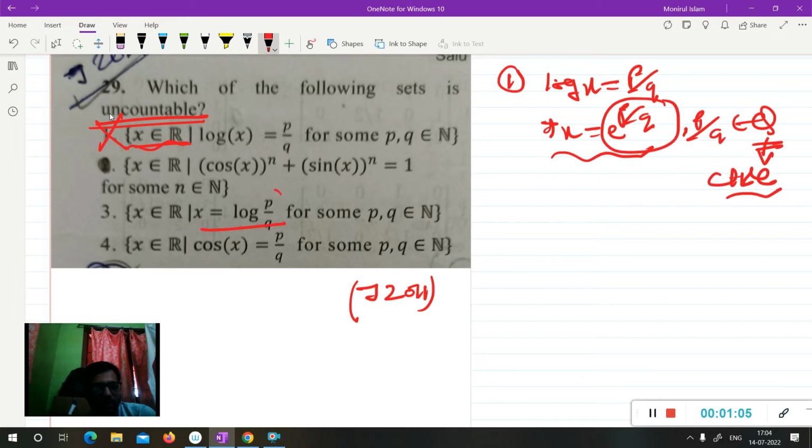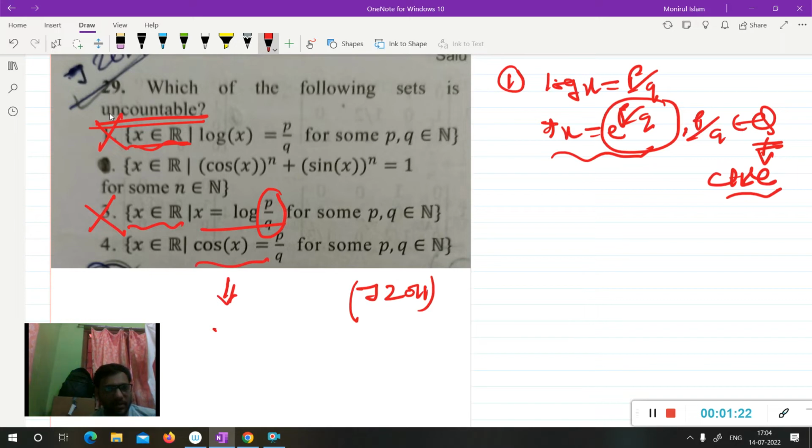This set also contains p by q, a rational number. So this set can be counted. You can count this set also. So this is also countable.